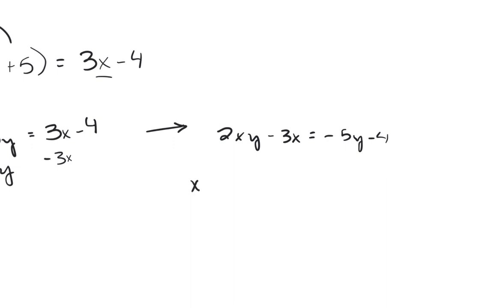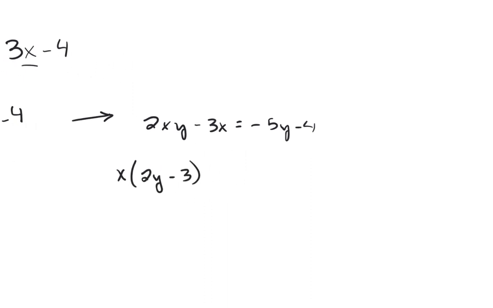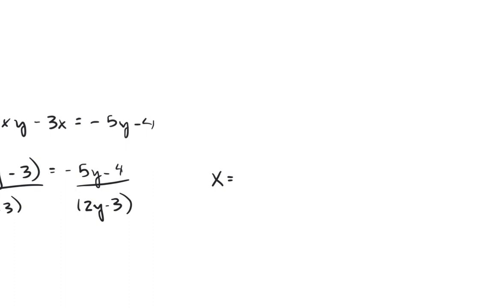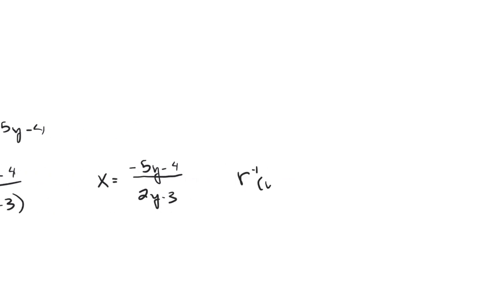So what we can do is factor that x out, which leaves us with 2y minus 3 on the inside, that's going to be equal to negative 5y minus 4. Now just to get x on its own, you can divide by 2y minus 3. And that gives us x is equal to negative 5y minus 4 over 2y minus 3. Or our inverse of y is equal to negative 5y minus 4 over 2y minus 3. Perfect.